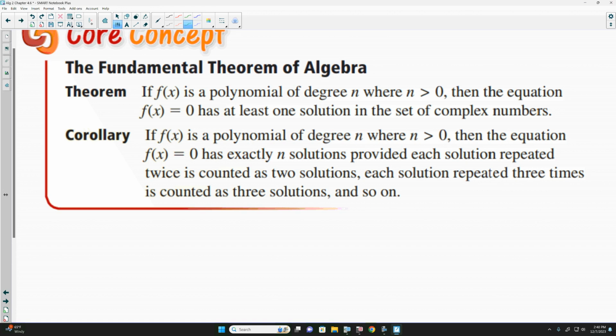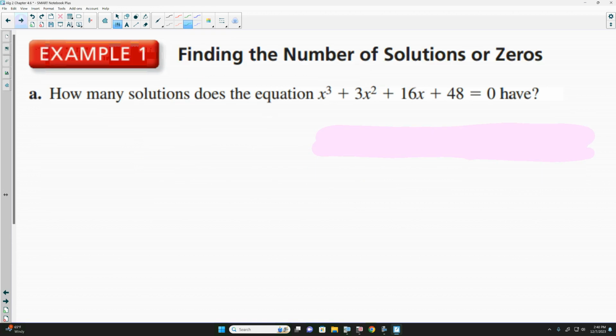If f is a polynomial function of degree n greater than 0, then the equation f of x equals 0 has exactly n solutions, provided each solution repeated twice is counted as 2 solutions, each solution repeated 3 times is counted as 3, and so on. So what does that mean?